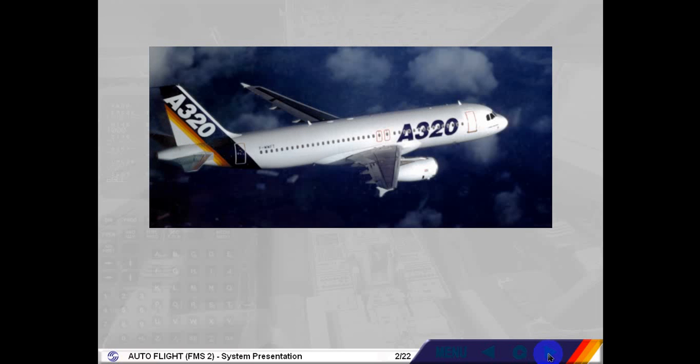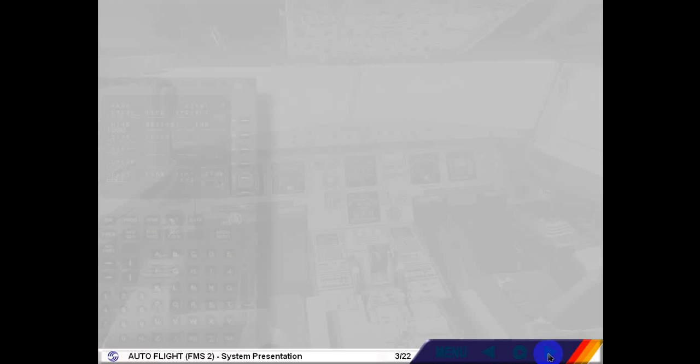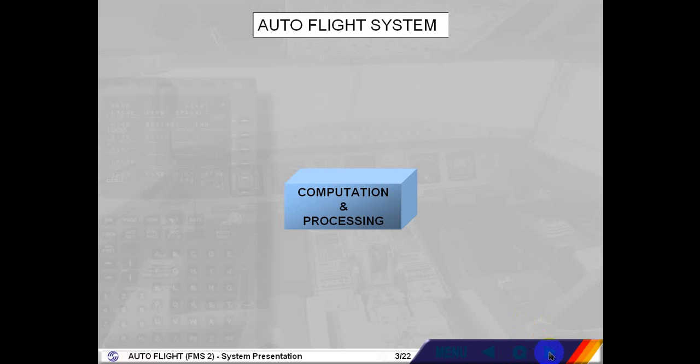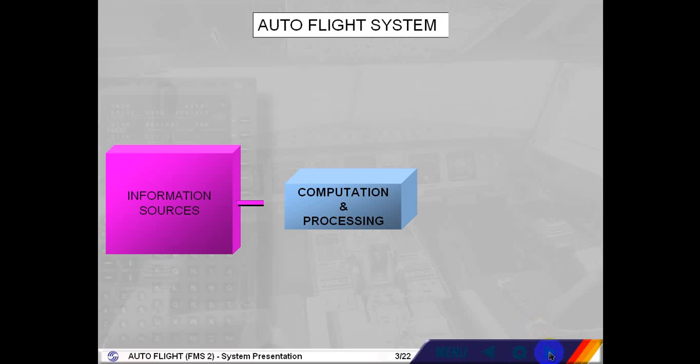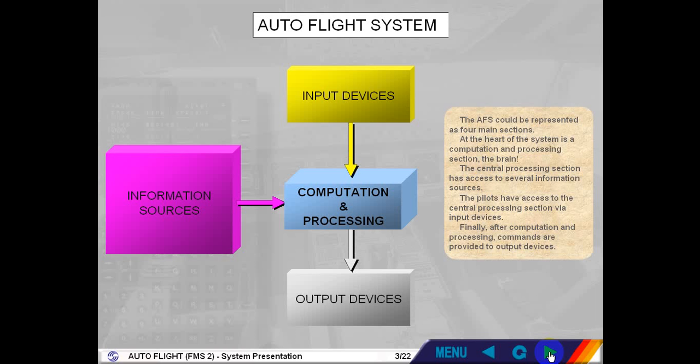Let's begin by building up a basic conceptual diagram. The AFS could be represented as 4 main sections. At the heart of the system is a computation and processing section, the brain. The central processing section has access to several information sources. The pilots have access to the central processing section via input devices. Finally, after computation and processing, commands are provided to output devices.